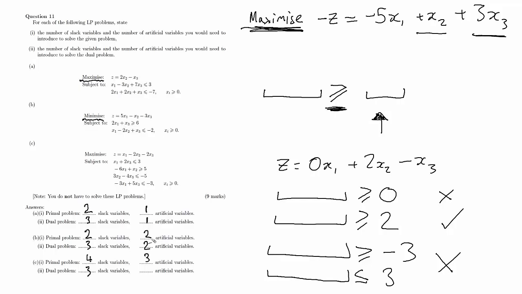So now finally, for part C, it's already of the form maximize, so we just need to look directly at the formula. We've got one positive coefficient here, one negative one here, and one negative. We'll only be introducing an artificial variable for each positive coefficient, and so we get one artificial variable in the dual for this problem. And there we have it.